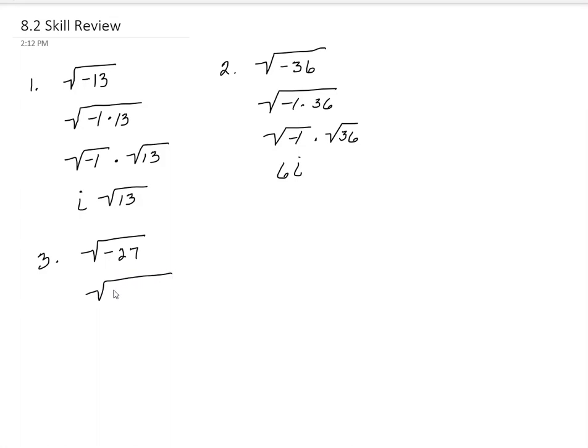I can write this as negative 1 times 9 times 3. We spent quite a bit of time taking 27 and breaking it up into 9 times 3. So I've got the square root of negative 1 times the square root of 9 times the square root of 3. Well, the square root of negative 1 is i. Square root of 9 is 3, and put it up front, and then I have square root of 3.